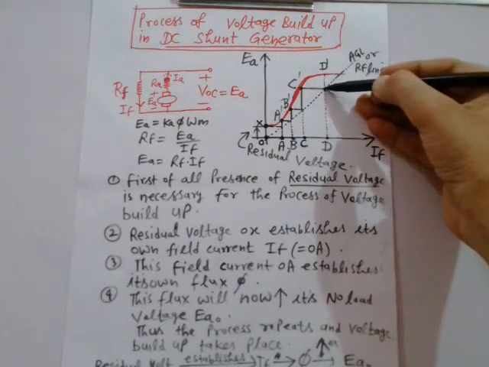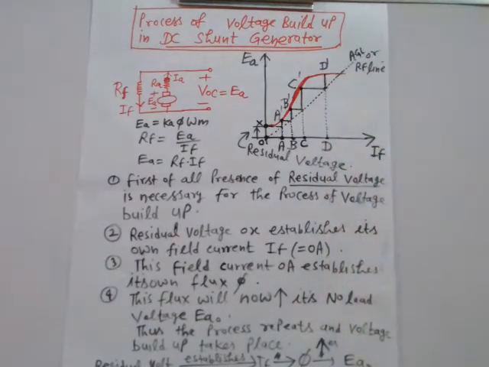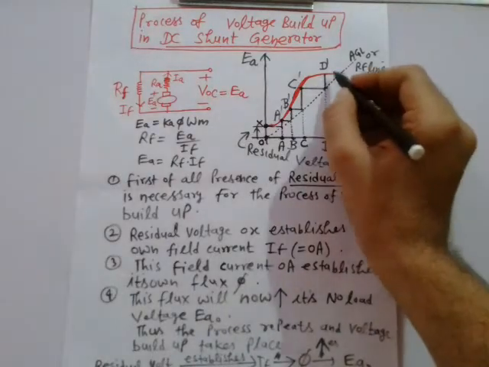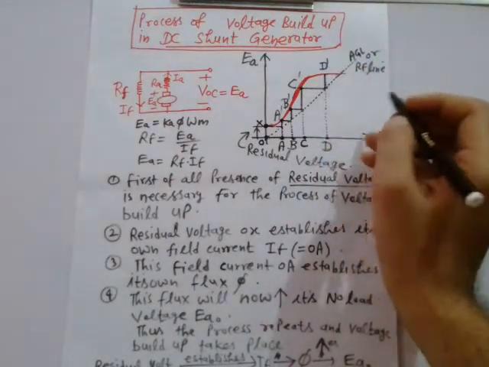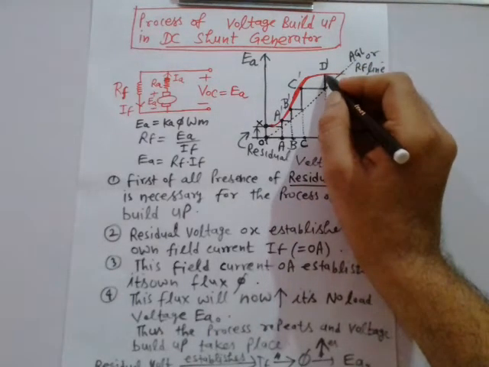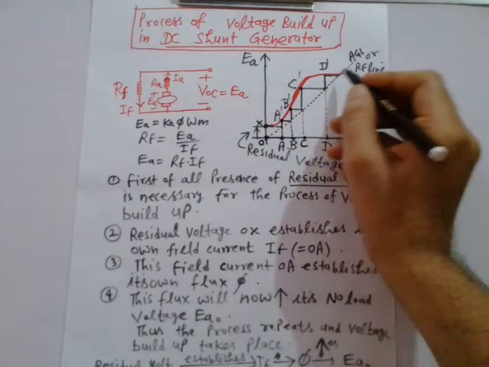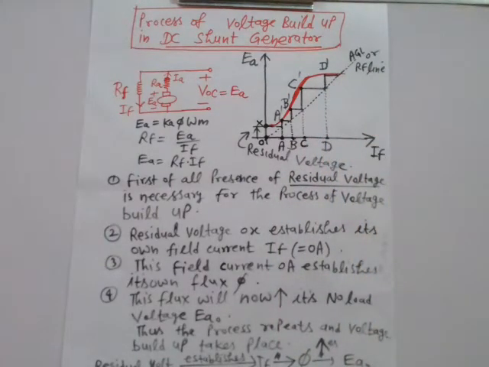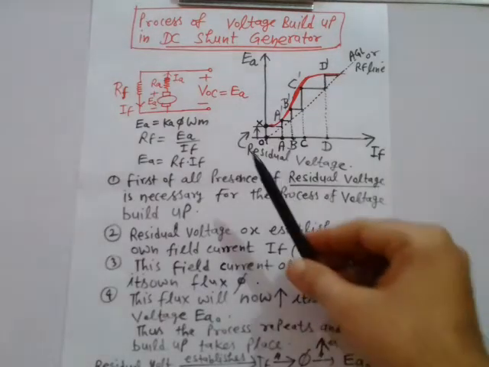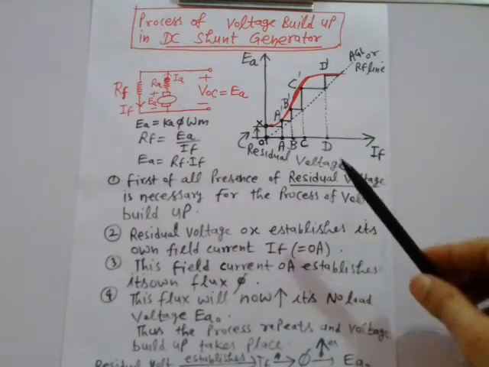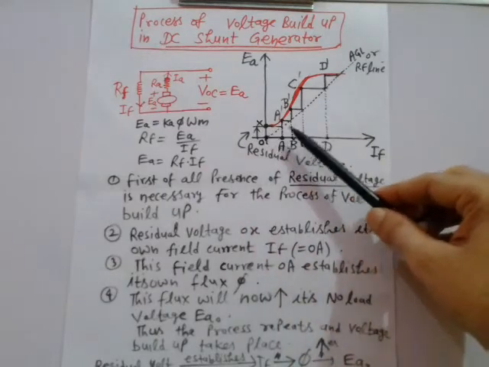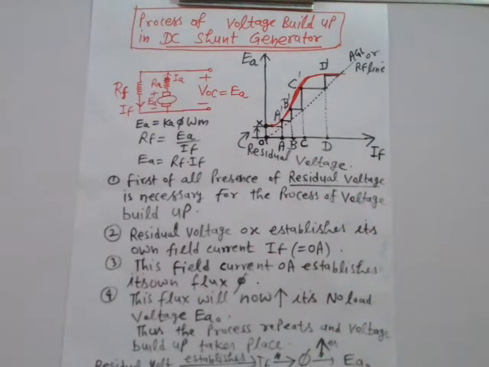So again the voltage increases further, right? Now this much voltage DD dash will further allow its own field current to flow, and like this voltage build-up takes place. Are you getting this now? So you understand how the process of voltage build-up takes place, right?